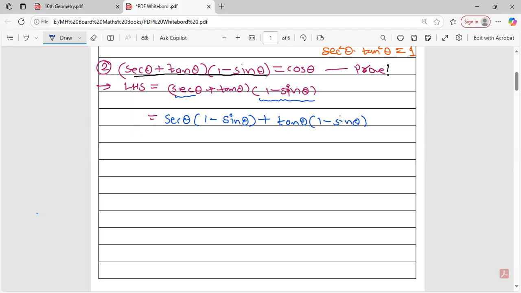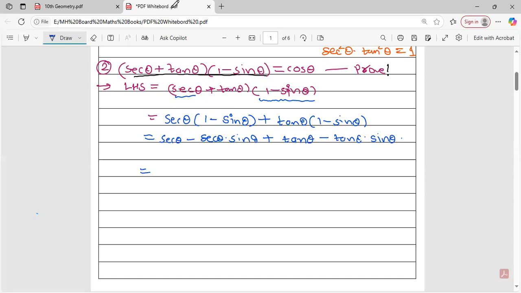Now the multiplication of two binomials has turned into multiplication of a monomial with a binomial, right? So multiply this monomial with each term of the binomial. Then you will get 1 into sec theta, sec theta, and minus sec theta into sin theta, plus tan theta, minus tan theta into sin theta. Very good.